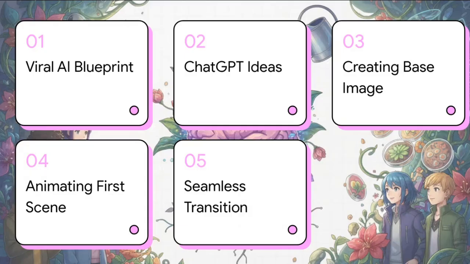All right, so here is our blueprint for today's explainer. 1. The Viral AI Blueprint. 2. Generating ideas with ChatGPT. 3. Creating the base image. 4. Animating the first scene. And 5. Mastering the seamless transition.